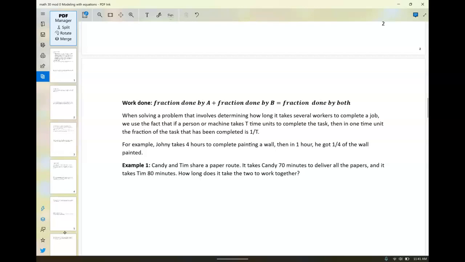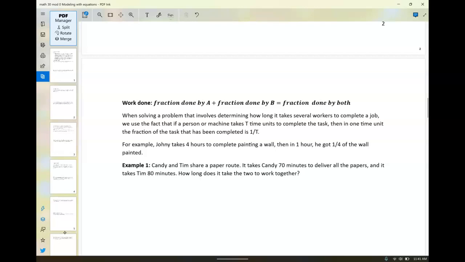It means when you solve a problem that involves determining how long it takes several workers to complete a job, we use the fact that if a person or machine takes T time units to complete the task, then in one time unit, the fraction of the task completed is 1 over T. So for example, if Johnny takes 4 hours to paint a wall, then in 1 hour he gets a fourth of the wall painted.